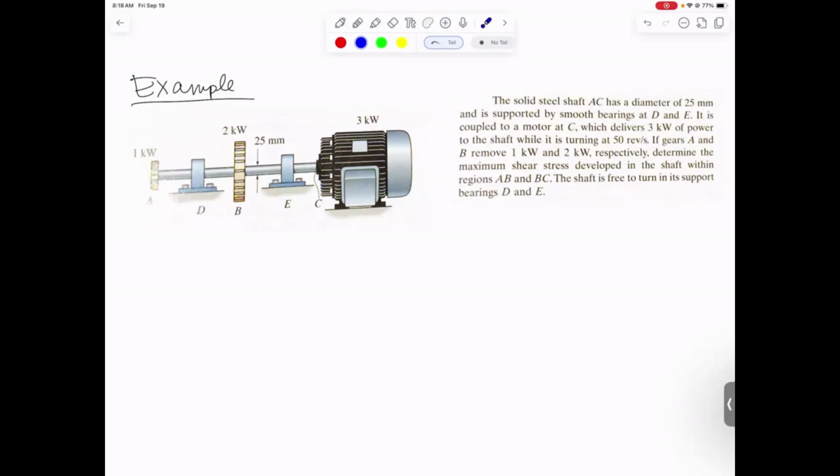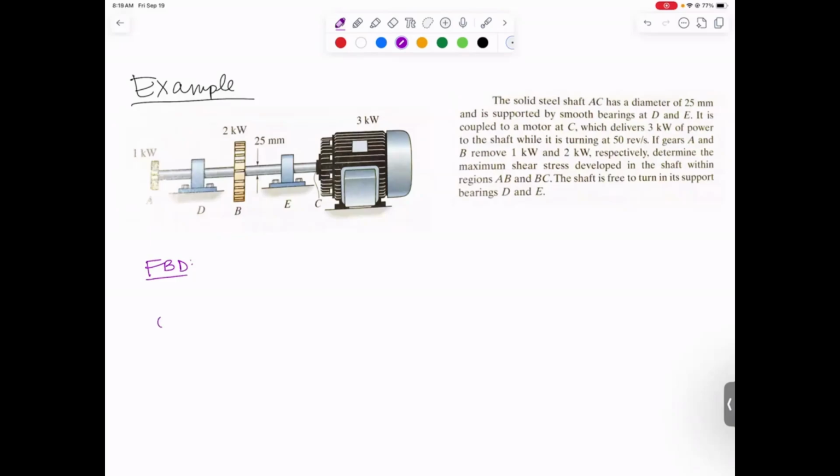We are told that the motor delivers 3 kilowatts of power, and it is turning at 50 revolutions per second. So we're going to need to convert that into radians per second at some point. And we're told that the 2 gears each remove 1 and 2 kilowatts of power. So this is pretty common for a power problem. They'll give you an input power from a motor and output powers at each of the gears. And these output powers have to exactly add up to the input power. We are then supposed to find shear stress in the shaft in between A and B, and again between B and C. To do this, I like to first draw a free body diagram where I replace those powers with torques.